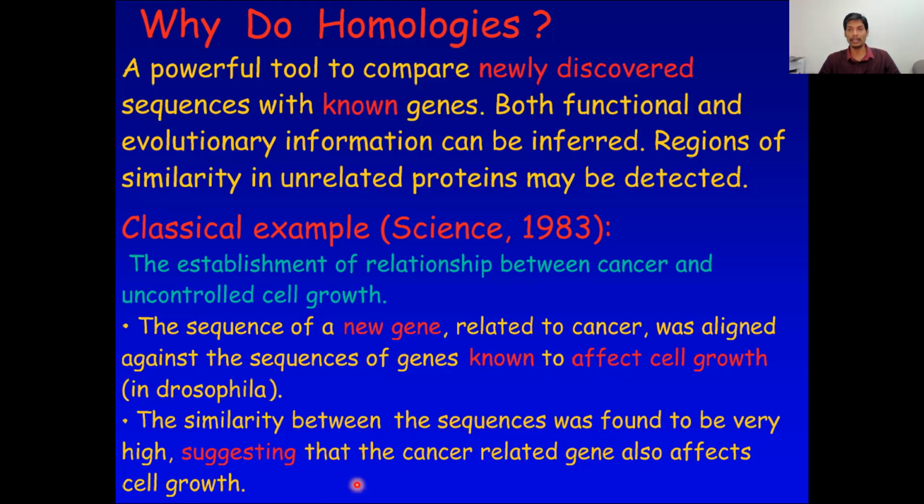So they understood that by comparing those two pieces of information, that comparison gave a new insight: the genes which are affecting cancer are affecting cell growth. So that was another discovery, published in Science in 1983. This is a classical example. There are so many examples which give you very important information by comparing two sequences.